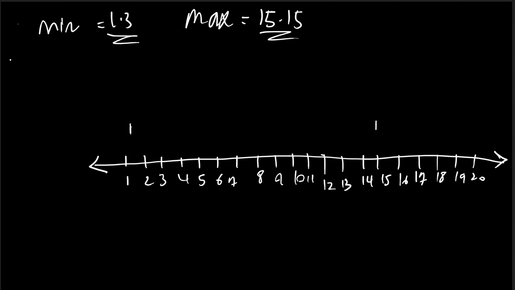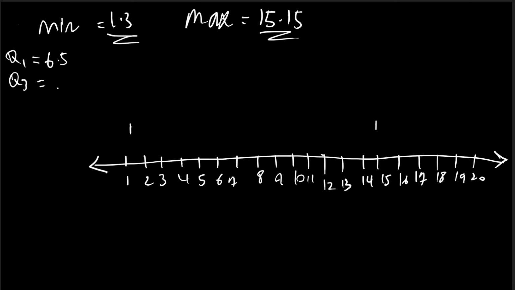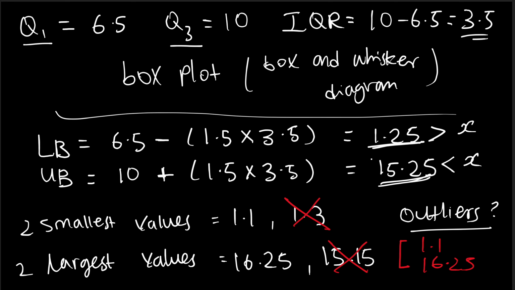And we need to know our Q1 and our Q3 values, which we found were 6.5 and 10. So the edge of our box is going to be at 6.5, and that edge of Q3 box is going to be at 10. Which we can link up like so. And once we have that, we need to know our median, our Q2, which we did not find yet actually.